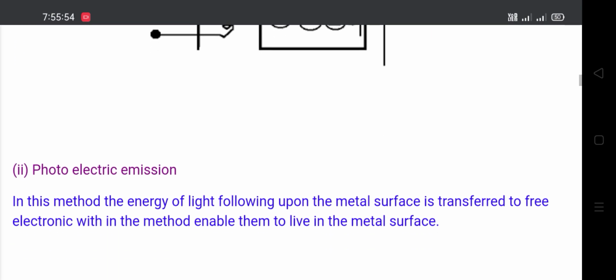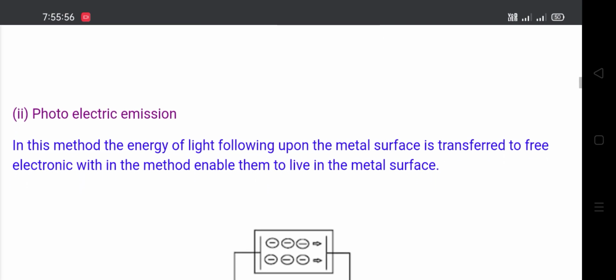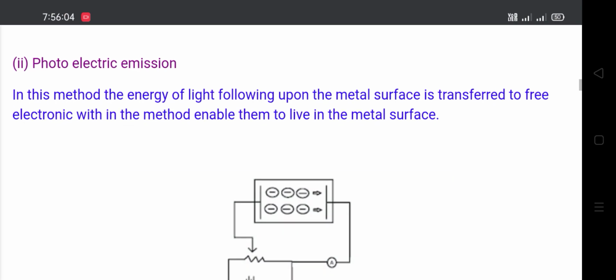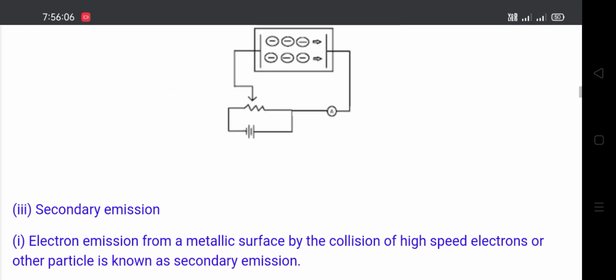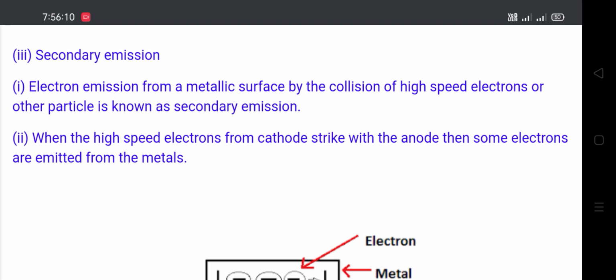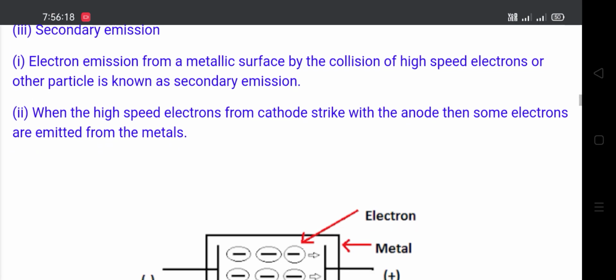Photoelectric emission. In this method, the energy of light falling upon the metal surface is transferred to free electrons within the metal, enabling them to leave the metal surface. Secondary emission. Electron emission from a metallic surface by the collision of high-speed electron or other particle is known as secondary emission.